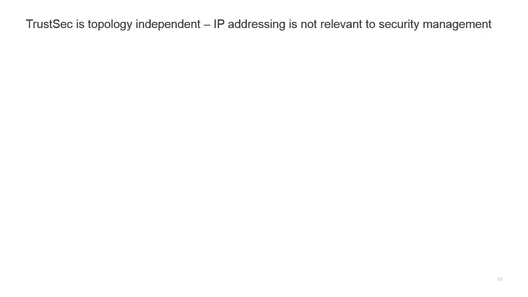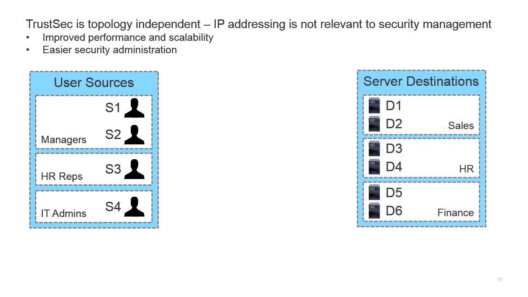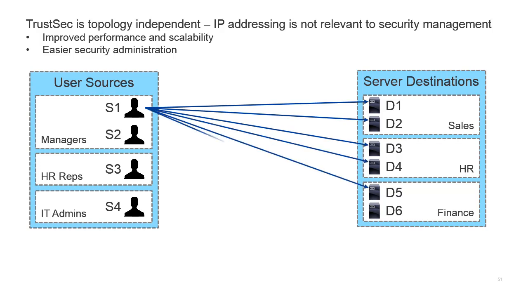IP addressing is not relevant to this solution. This independence can improve network performance and scalability and can greatly ease security administration. So let's take a look at how traditional ACLs play out. Suppose we have a range of source IP addresses. We'll call them S1 to S4 and a range of destination addresses D1 through D6. So any S1 source address must be able to access any D1 destination address in this scenario.